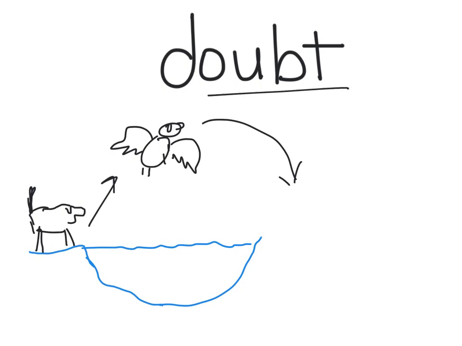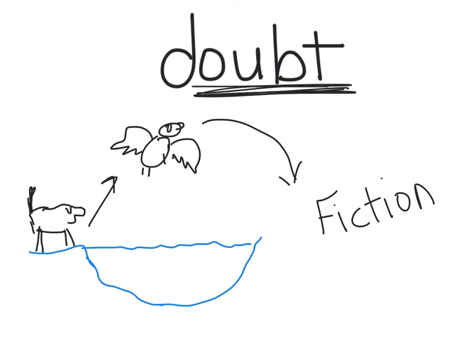You would probably doubt me because you know that dogs don't fly like birds. It's something that doesn't happen. Things that are fiction, not true, didn't happen, totally made up, are things that you would doubt. To doubt means you do not believe it.